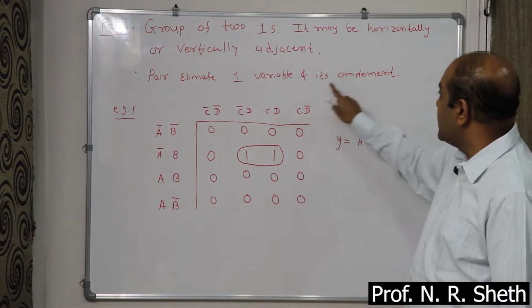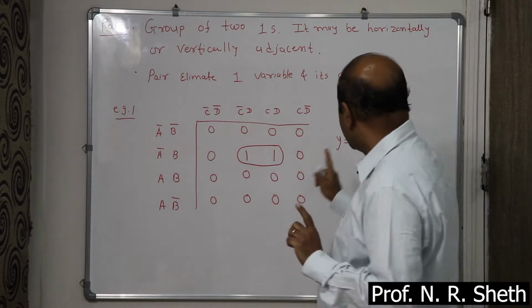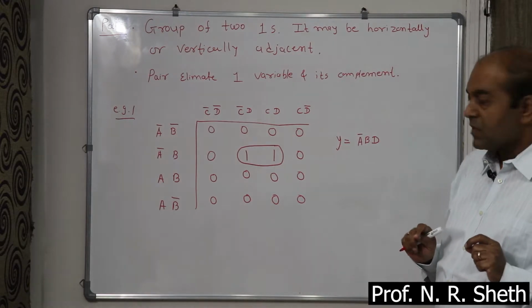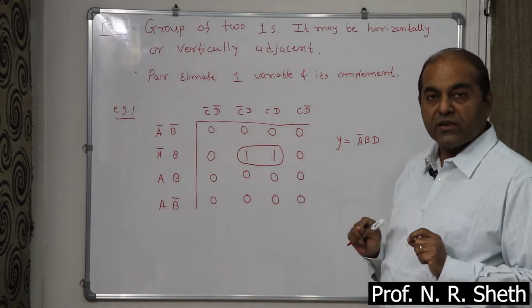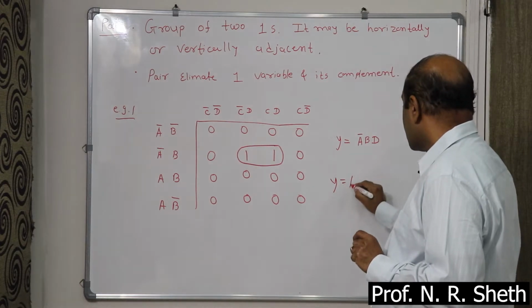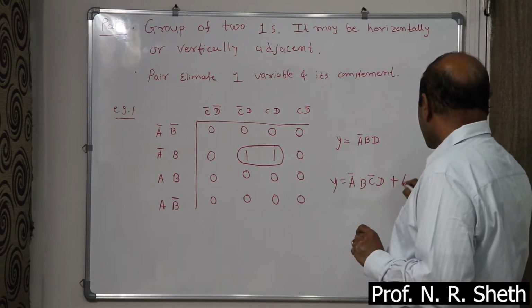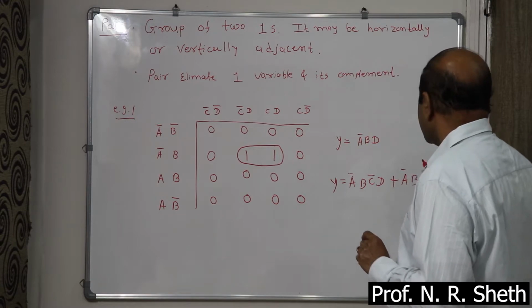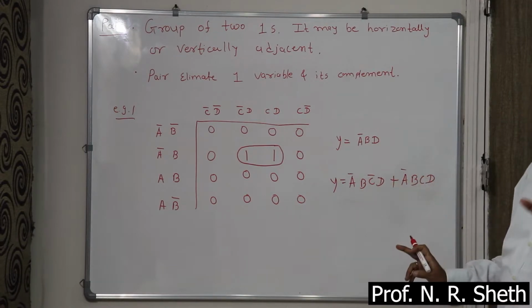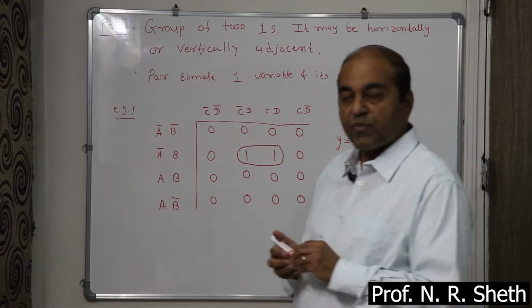So one variable and its complement are eliminated, that is C and C bar are cancelled. Now suppose we don't know the property of pair and we obtain the equation directly. Then your y is A bar B C bar D plus A bar B C D. You require 1, 2, 3, 4, 5, 6, 7, 8 variables, and the job is completed in 3. This is the advantage of property number 1.